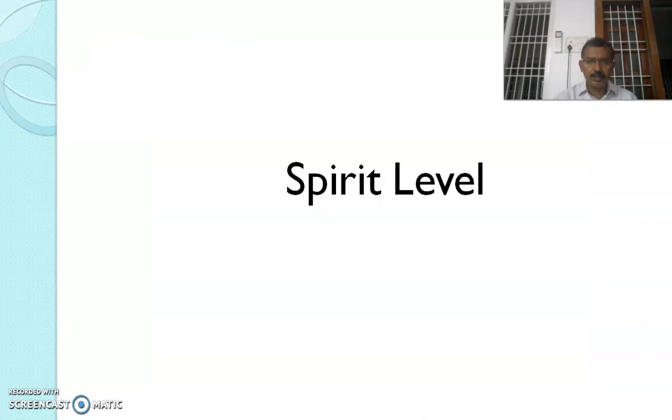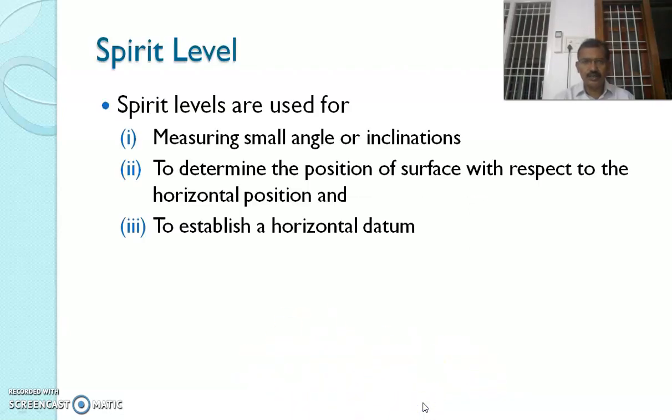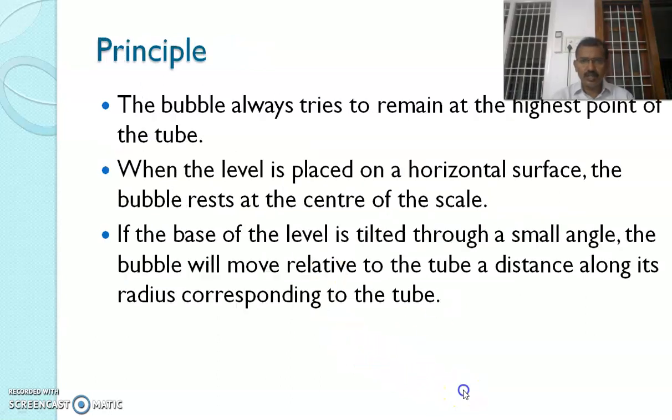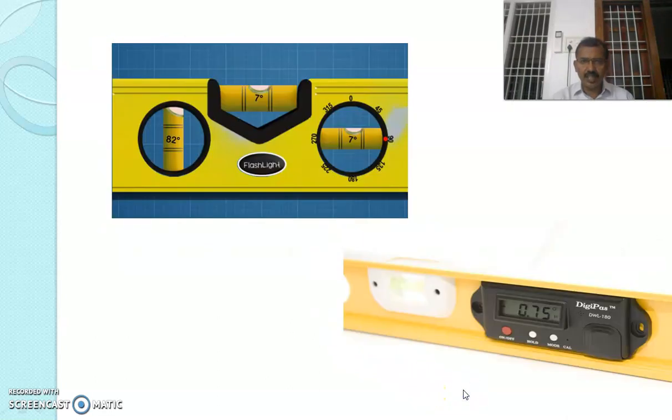Then the next one is the spirit level. A spirit level is also an angular measurement instrument which is used to measure angles. Spirit levels are used for measuring small angles or inclinations, to determine the position of a surface with respect to the horizontal position and to establish a horizontal datum. The diagram is shown here.